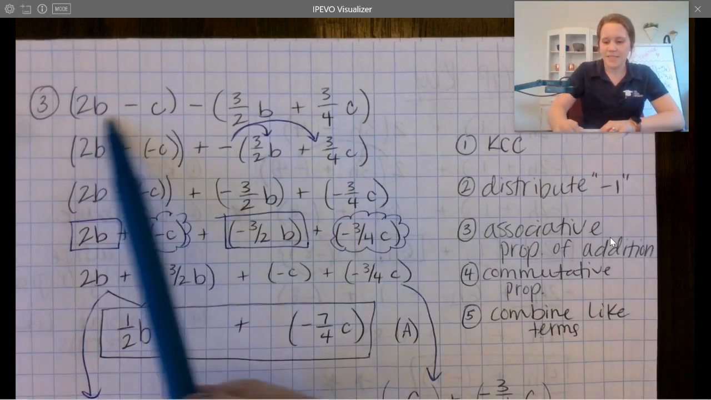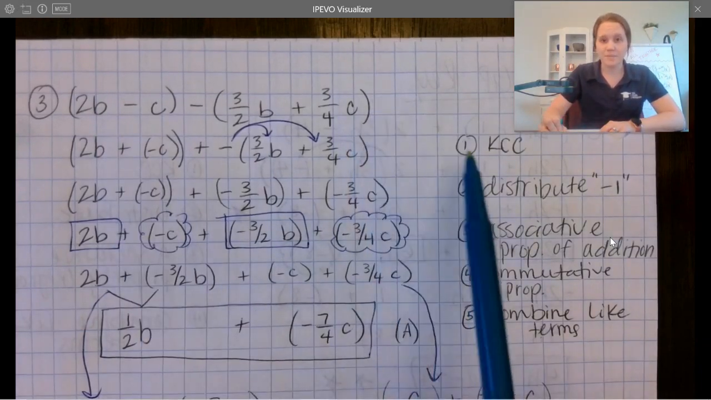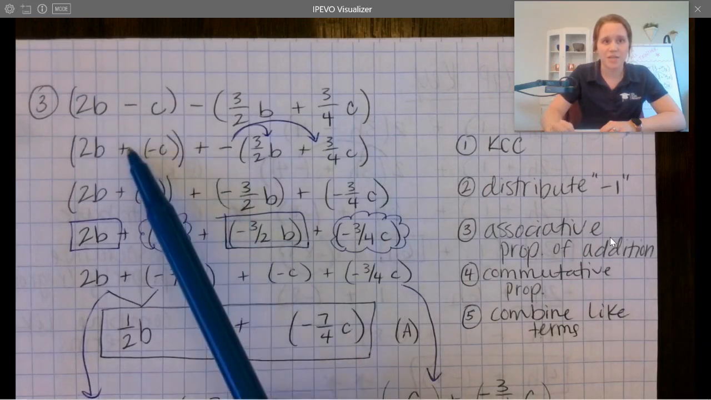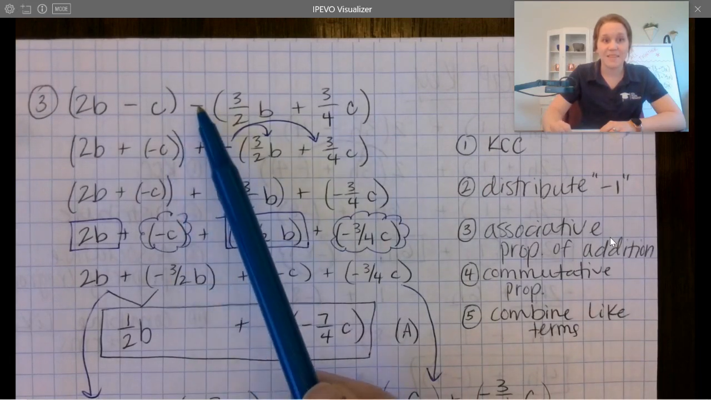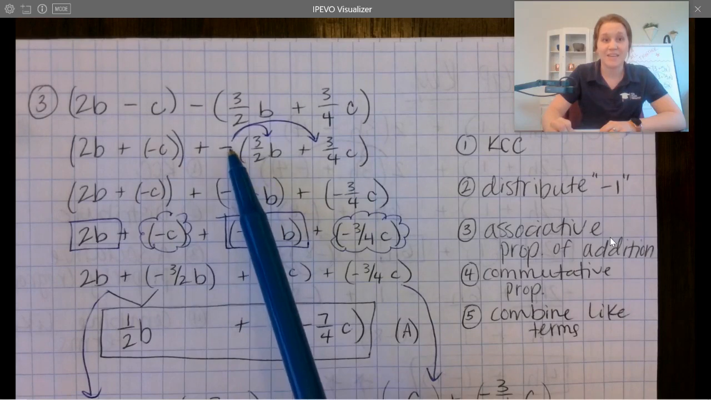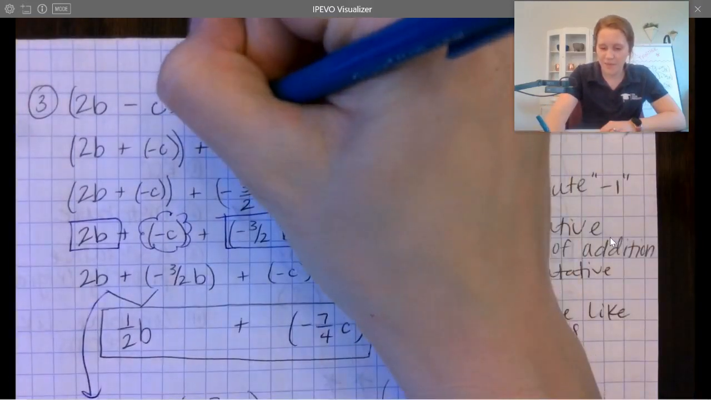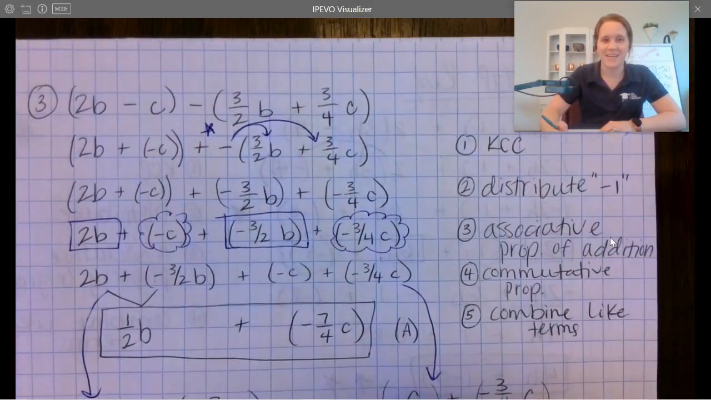All right, so here is the original expression. First thing, I did keep change. So I made this subtraction plus a negative c, and I made this subtraction plus a negative with that negative sign outside of the parentheses. Can you check your work? That should have been your first step. Can you put a star by it if you did that part correctly?